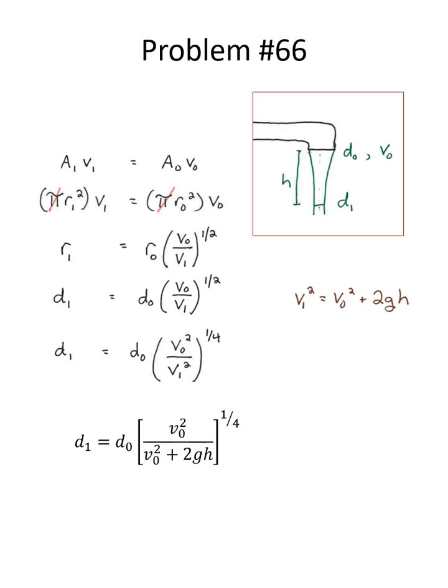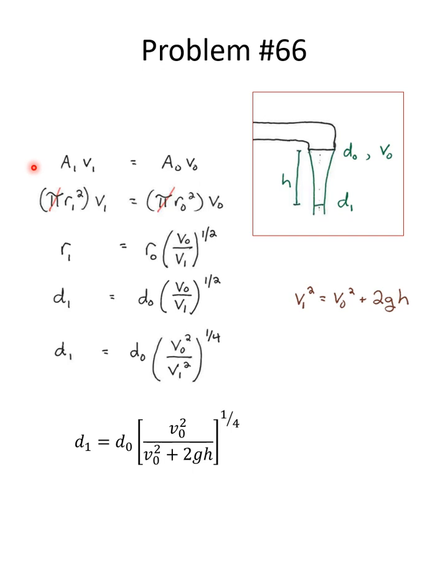Problem number 66 says water emerges from a faucet of diameter d0 in steady near vertical flow with speed v0. Show that the diameter of the falling water column is given by d equals d0 times the 1/4 power of v0 squared over v0 squared plus 2gh, where h is the distance below the faucet. So this water, as you can see in my picture, the column is going to get narrower and narrower because by the continuity equation, it's going to be going faster and faster and therefore getting narrower.